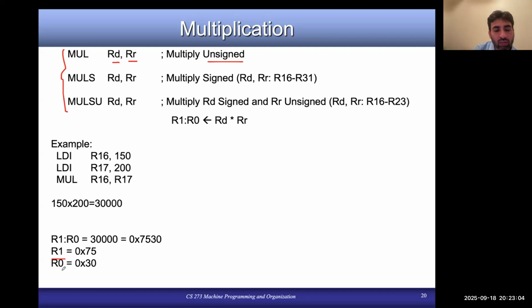So that's why in all these three multiply instructions, the R1 and R0 registers are used to hold the result of the operation, or the product, right? R0 is used to hold the lower 8 bits of the product, and R1 is used to hold the upper 8 bits.